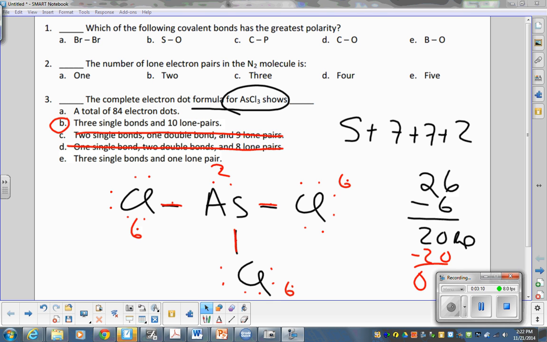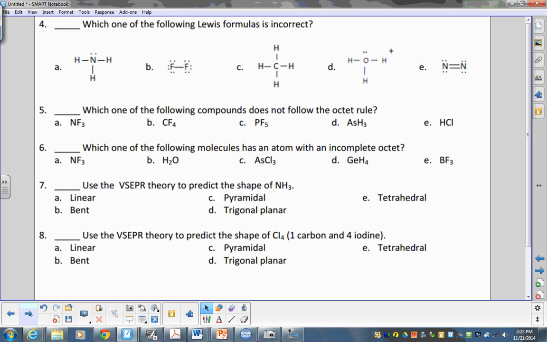All right, next. Which of the following Lewis formulas is incorrect? The easiest way to tell an incorrect Lewis formula is to check to see if they all have 8. Now remember, hydrogen only gets 1. As long as it gets a line, it's good. This has 2, 4, 6, 8, so that's good. Here, 2, 4, 6, 8, and that's the same thing, so that's good. Here, 2, 4, 6, 8 for carbon. I don't really pay attention to hydrogen, it doesn't matter. When I come over here, same thing, that's good.